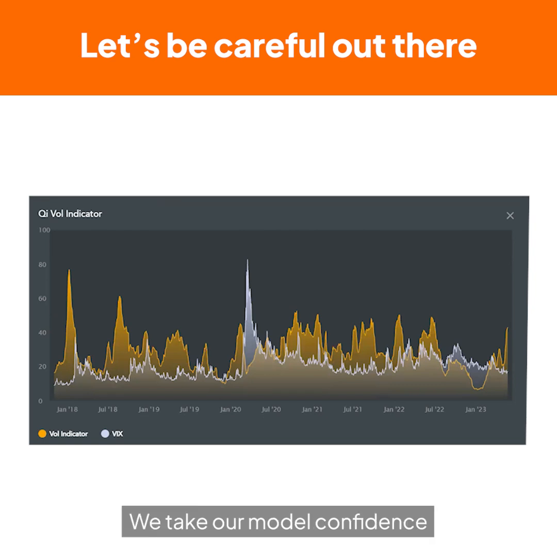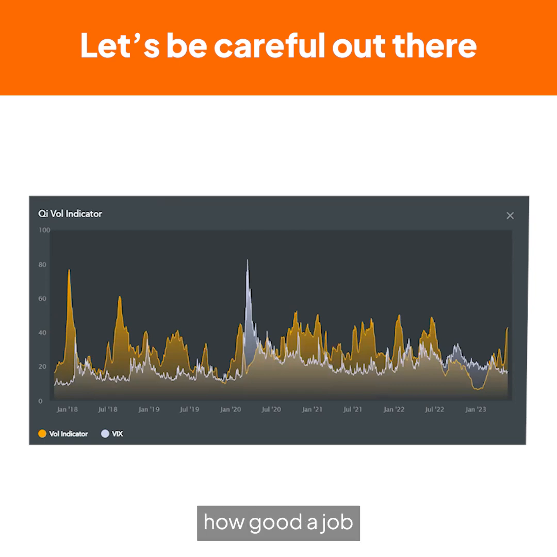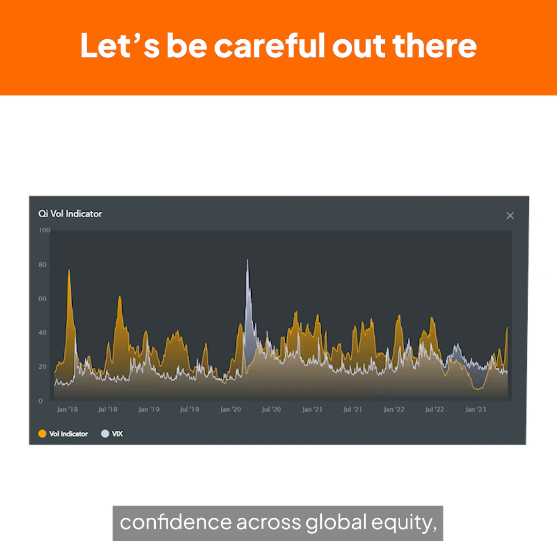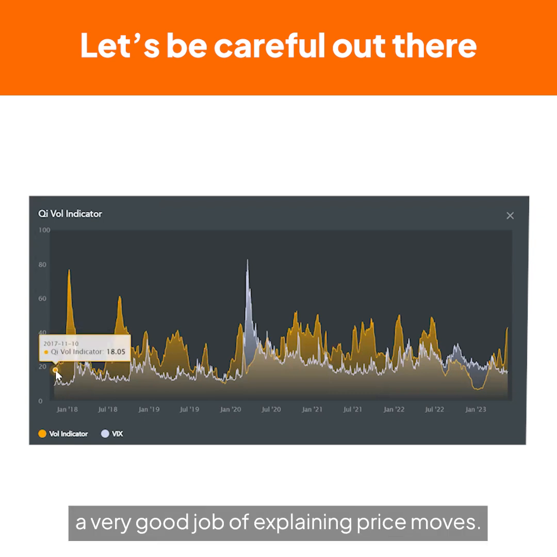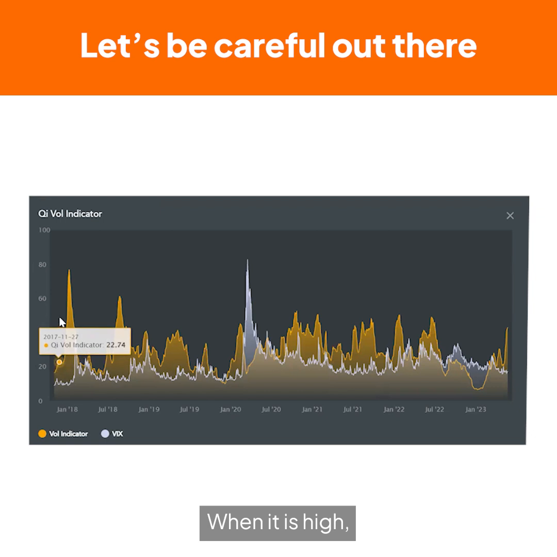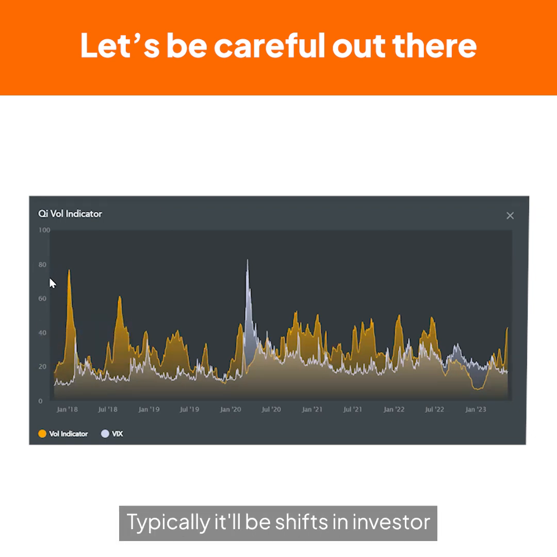We take our model confidence, which measures how good a job the model is doing at explaining price action. We look at model confidence across global equity, bond, and currency markets. When the index is low, macro is doing a very good job at explaining price moves. When it is high, something else other than macro is driving financial markets. What could that be? Typically, it'll be shifts in investor positioning, swings in sentiment, or maybe geopolitical shocks.